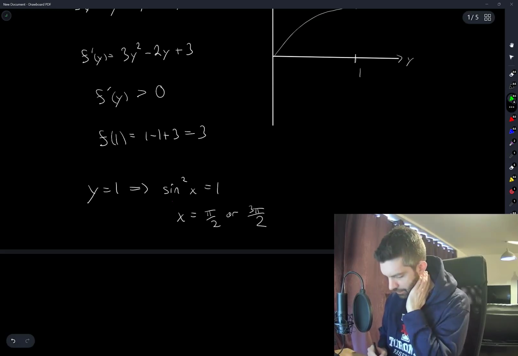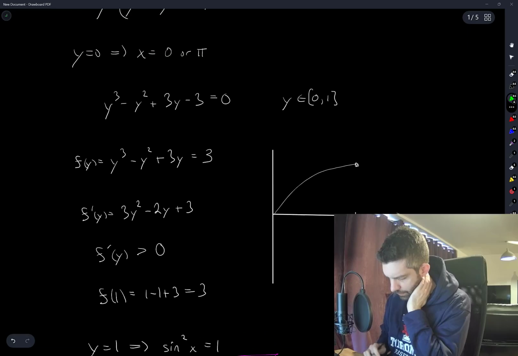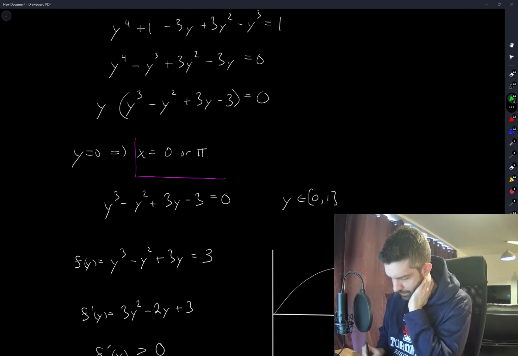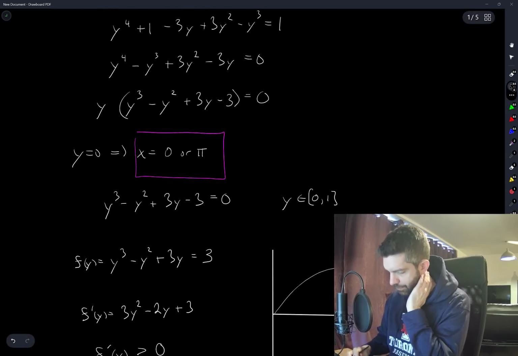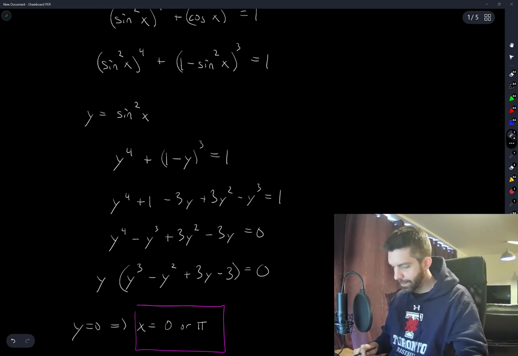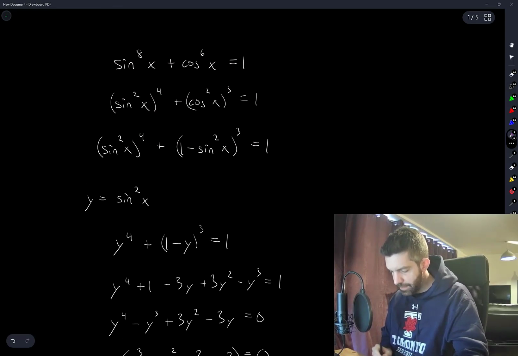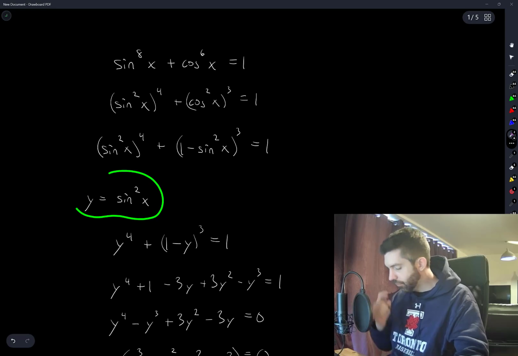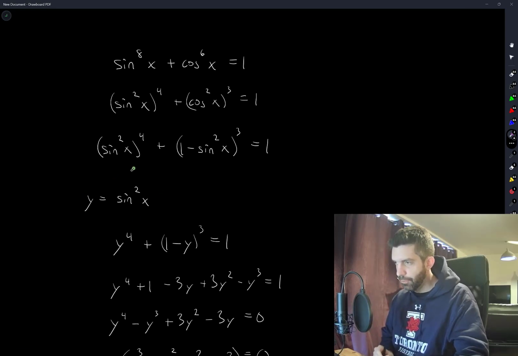Okay, so I think I've figured it out here. It wasn't as clean as I thought, but it all ends up working. Let me walk through what I've done. I've essentially made the substitution that y is equal to sine squared. So then the first term in the original expression is y to the power of 4.